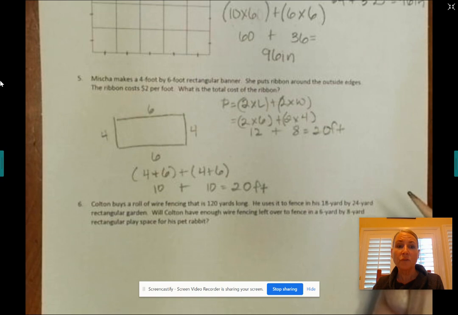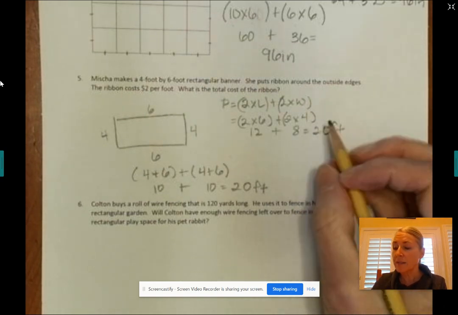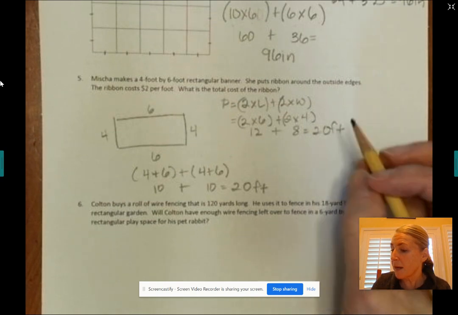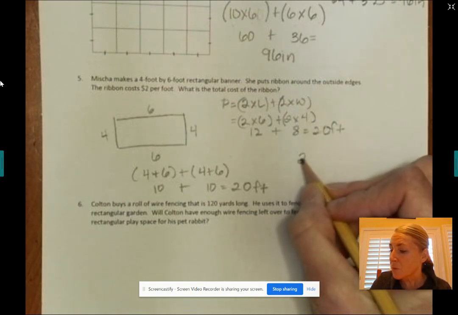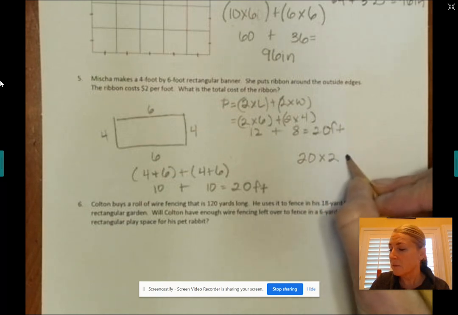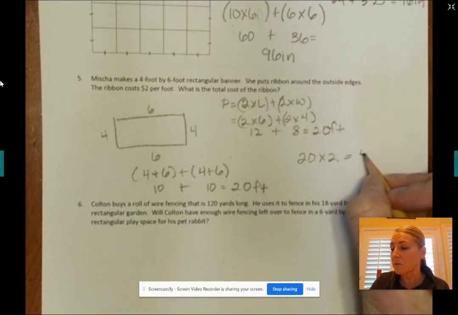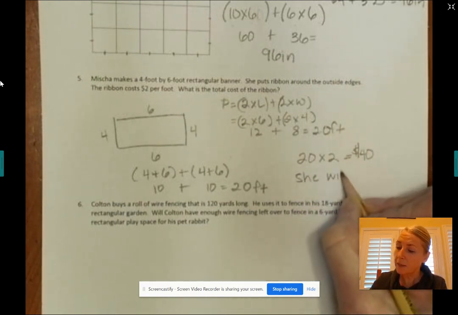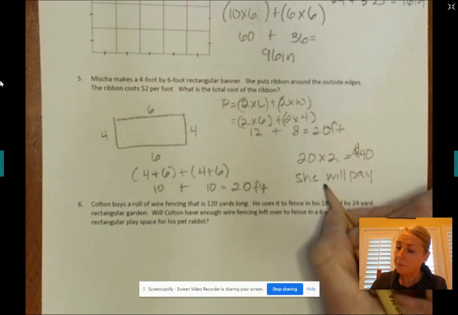Now, each foot costs $2. So if we have 20 feet and each foot is $2, then we would multiply, right? We have 20 feet times $2 a foot equals $40. She will pay $40. Okay.